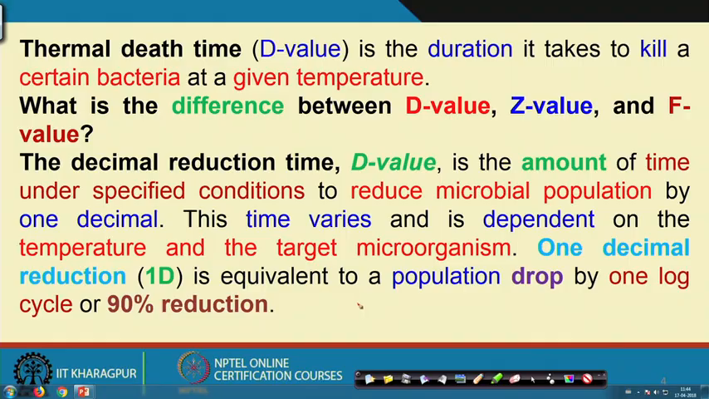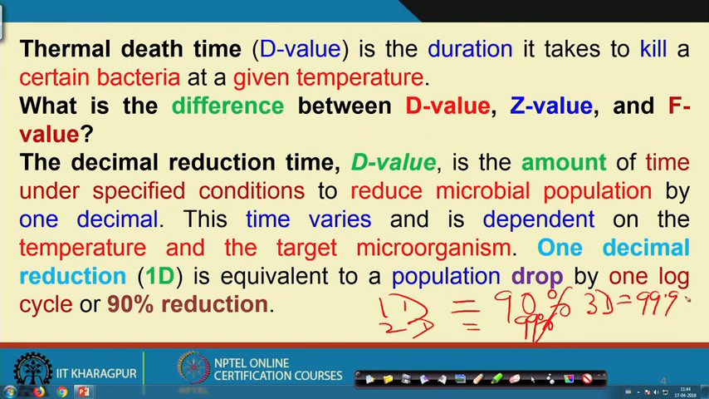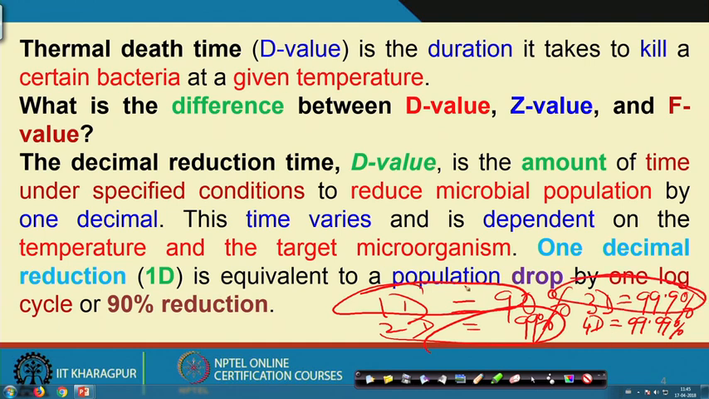So, automatically it comes up: if 1D is equal to 90% reduction, then what is the reduction in percentage if it is 2D? Then it becomes 99%. If it is 3D, then it becomes 99.9%. If it is 4D, then it becomes 99.99% and so on, right. So, 1D corresponds to 90% reduction, 2D corresponds to 99% reduction, 3D corresponds to 99.9% reduction, 4D corresponds to 99.99% reduction.